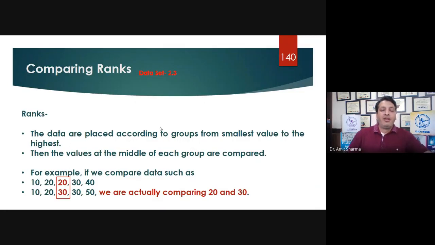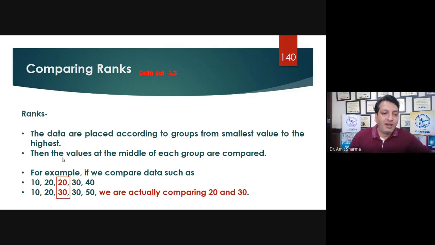So in Mann-Whitney U, what we are going to do exactly is place the data according to groups from the smallest value to the highest value. For example, numerically, the data will be given by the examiner in a single row. If you want to carry out a Mann-Whitney U test with the help of software, then we can run it directly. Otherwise, if you want to do it manually by hand, you have to arrange the data from the smallest value to the highest value, then take the value at the middle of each group that we are going to compare.